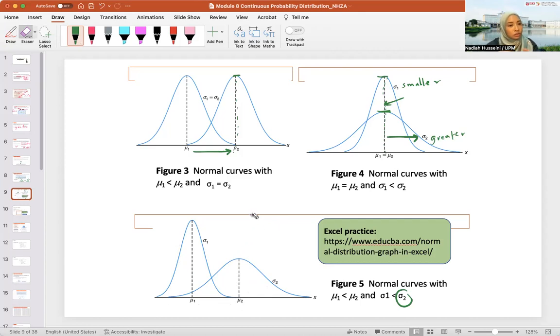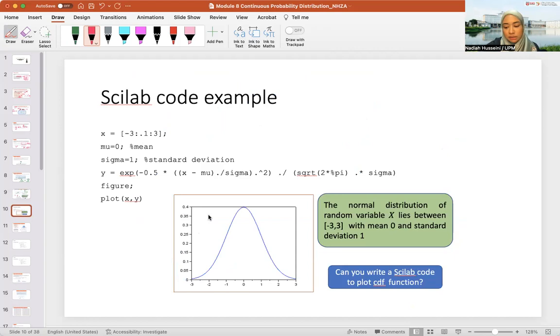So if you are going to stretch the curve, something has to decrease. If you stretch it this way, it has to decrease in height. If you compress it, it can go up in height, because the total area under the curve is always equal to 1. Something has to compensate for the other parameter that is expanding or decreasing. I hope that makes sense for everyone. If you have any questions, you can ask me.